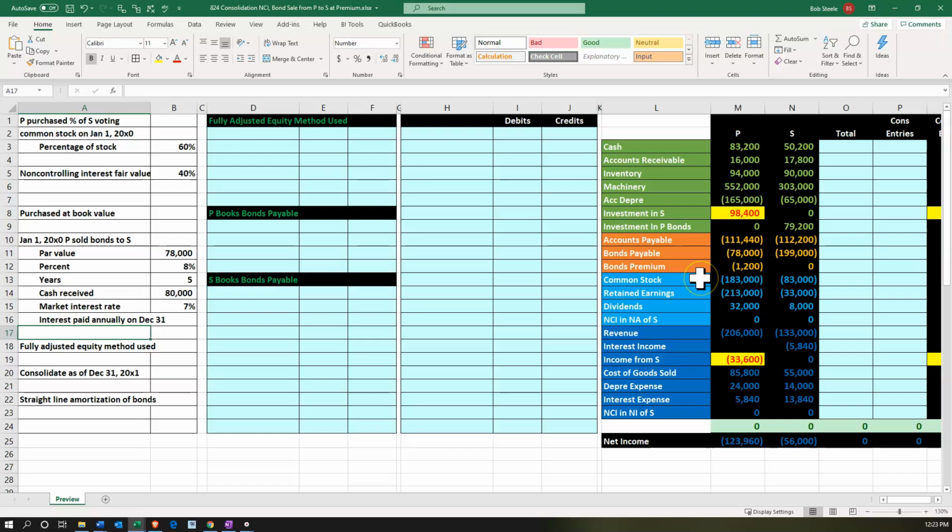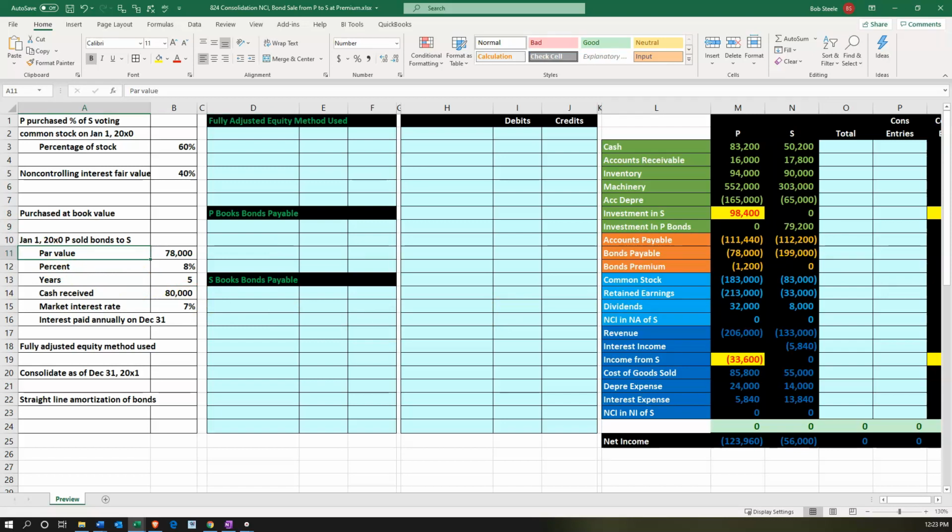P is selling the bonds, promising to pay in the future. So on P's books, we're going to include the bond payable, what's going to be owed in the future at the termination of the bond, and any premium involved in it. And then S is going to be paying for the bonds, and we've got the asset here, the investment in P bonds.